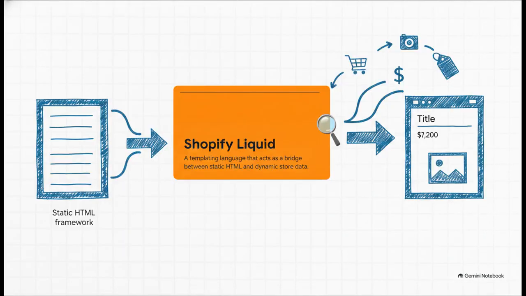And right alongside those standard web languages, you've got to understand Shopify Liquid. If you look at this definition, Liquid is basically the template language acting as the bridge between static HTML and dynamic store data. Honestly, just think of it like a game of HTML Mad Libs. You build the static framework, and then Liquid comes in and dynamically fills in the blanks with the specific store's backend data, so it pulls in the correct product title, the current price, or the right product image.